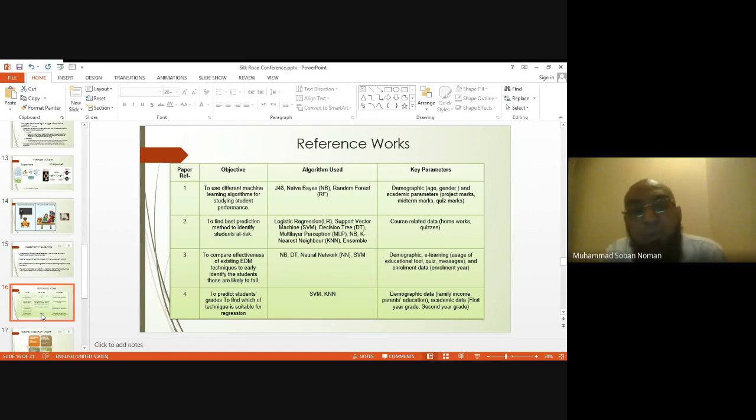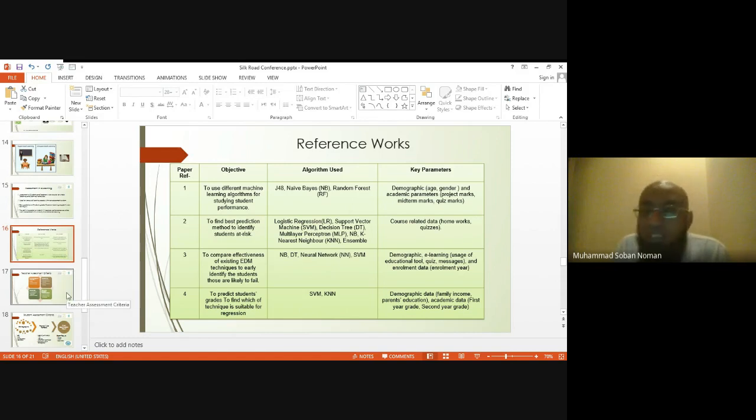But we have paper number 3 as well, which uses the EDM techniques to identify early the students who are likely to fail. And there they use the neural network. This neural network is not a supervised learning algorithm. It is particularly an unsupervised learning algorithm, but they merge those algorithms and check what the new results are. So we have noticed that all these and more papers focus only on the student part.